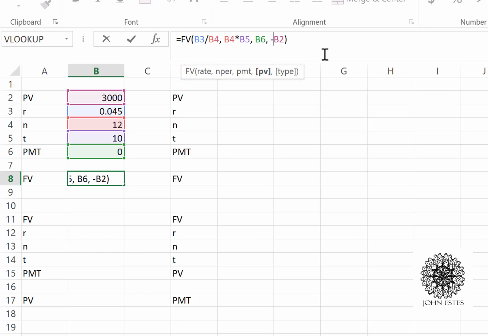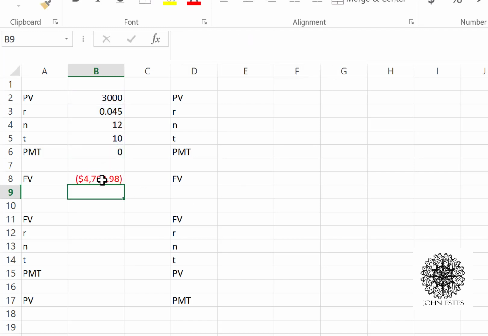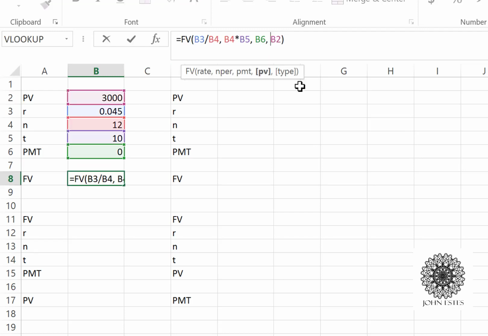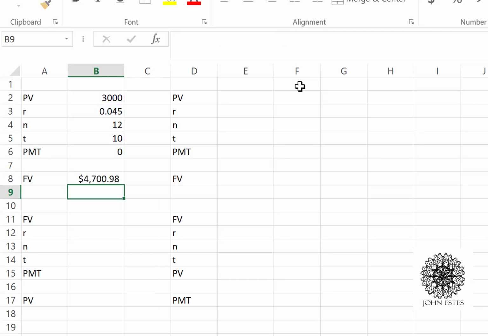So let's leave it positive and see what happens. So I hit enter. I get this value in red. The red means negative, okay? So I have negative $4,700.98. And that's just the way Excel thinks. So if we make the initial investment negative, we get the positive value we want. $4,700.98 is what Angela has after 10 years, which is not bad considering she just didn't even touch it, right? Let's look to our next example.